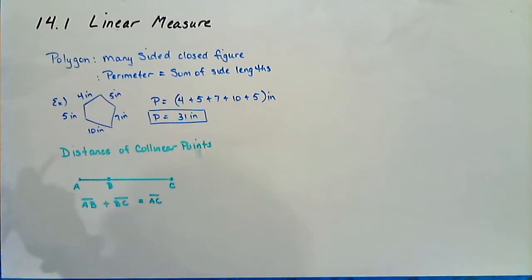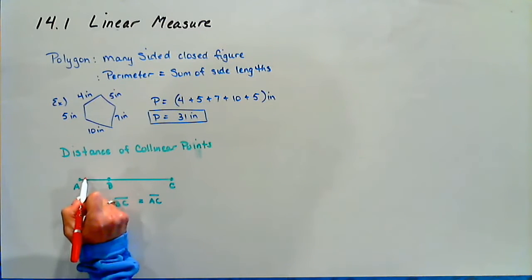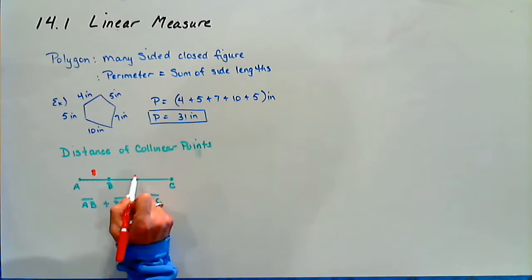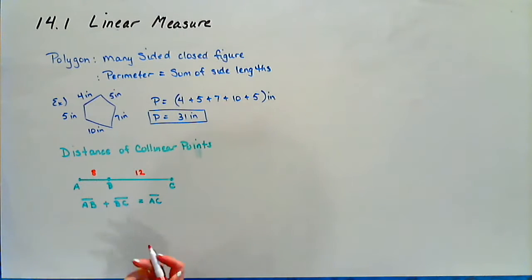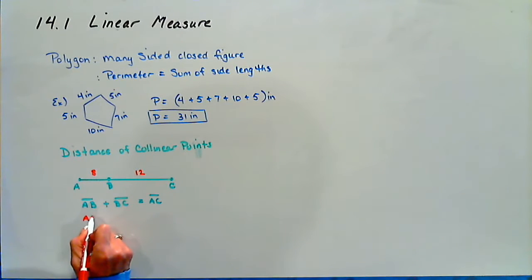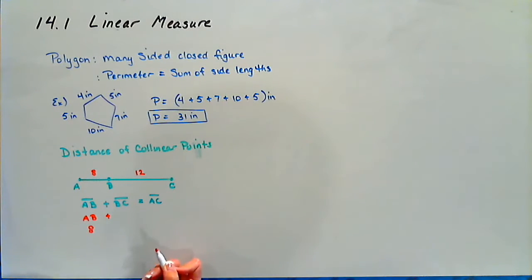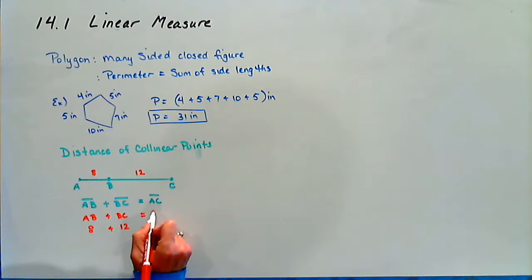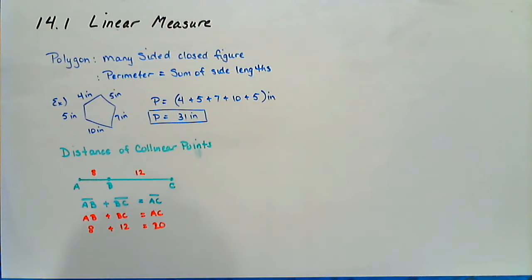If I want to talk about their measurement, I don't need the segment bar. If I want to talk about how long it is, let's pretend that AB is 8, and let's pretend that BC is 12. I don't need to put the line segment bar. If you have AB with the line segment bar, it means the segment itself. If you have AB without the bar, it means the measure of the length. So the measure from A to C would be 20 units long, whatever unit of measure you're using.